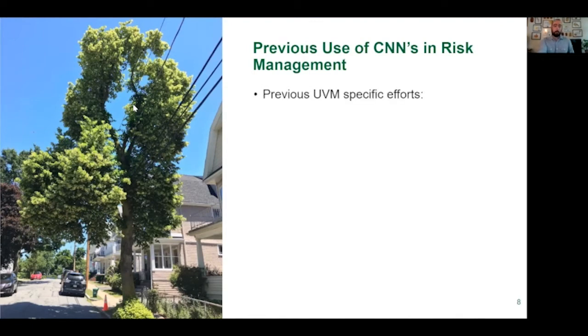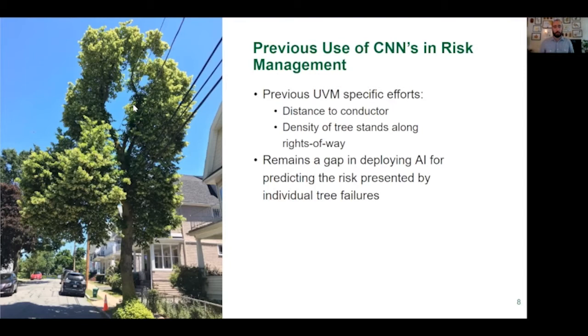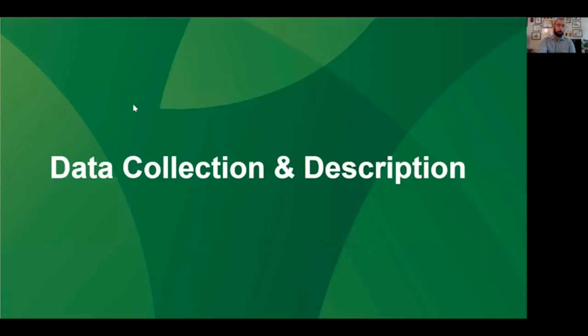It has specifically been used in UVM for a couple of different applications, including estimating the distance to the conductor from a tree part, identifying density of tree stands along rights of way, and correlating higher density stands with increased levels of risk. But there remains a gap in deploying AI for predicting the risk presented by individual trees. And as we brought up earlier, it's really these individual tree failures that are causing a lot of these outages. So it is a really interesting opportunity to see if AI can be effective here. So now I'll get into our data and description of that.